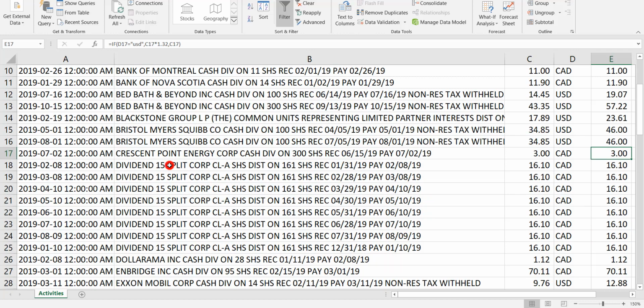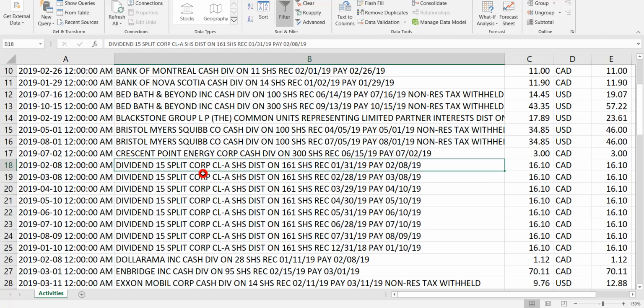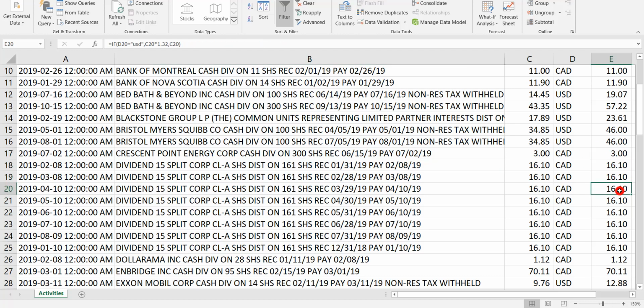DFN, Dividend 15 Split Corp. This was definitely a dividend play. I only bought it for the dividends, and it pays out dividends monthly. It's a mutual fund, and as you can see, I kept getting $16 from this mutual fund until I decided to sell it for a small capital gain so that I could use it to do more covered call trades. And so I got a total of $128 out of this mutual fund in dividends, plus some capital gain.